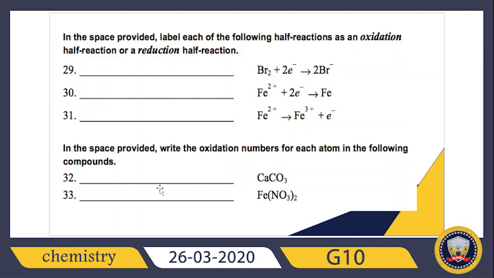Now this one, I will give you a second to think. Fe(NO3)2. Okay, I will give you a second to think. Fe is plus 2. Nitrogen is plus 5. Oxygen is minus 2. You can calculate. It's easy.